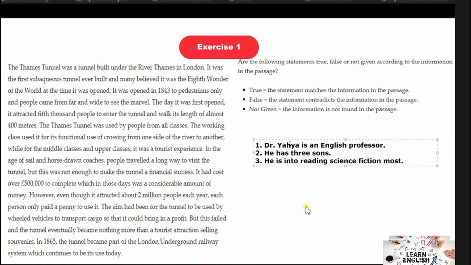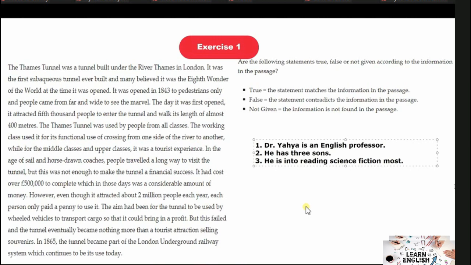So number one, Dr. Yahya is an English professor. Is it true or false here? Number one is true, but we said we do not find the words English professor. But you find something like it, right? When I say he's teaching English and he's a professor, that means he's an English professor.